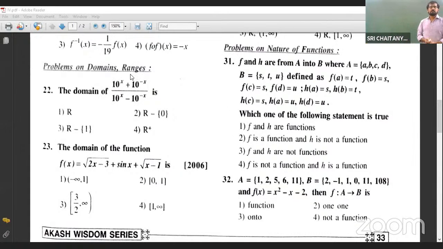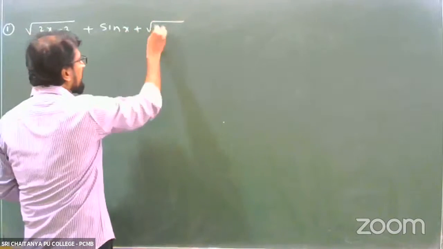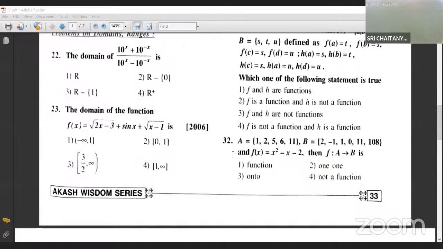Continuation of yesterday's objective. I am going to share the next problem on the screen. Observe. The domain of the function root of 2x minus 3 plus sin x plus root of x minus 1. I am going to do this problem in the normal method. After completion of the normal method, let me discuss the shortcut. See the 23rd problem on the screen.